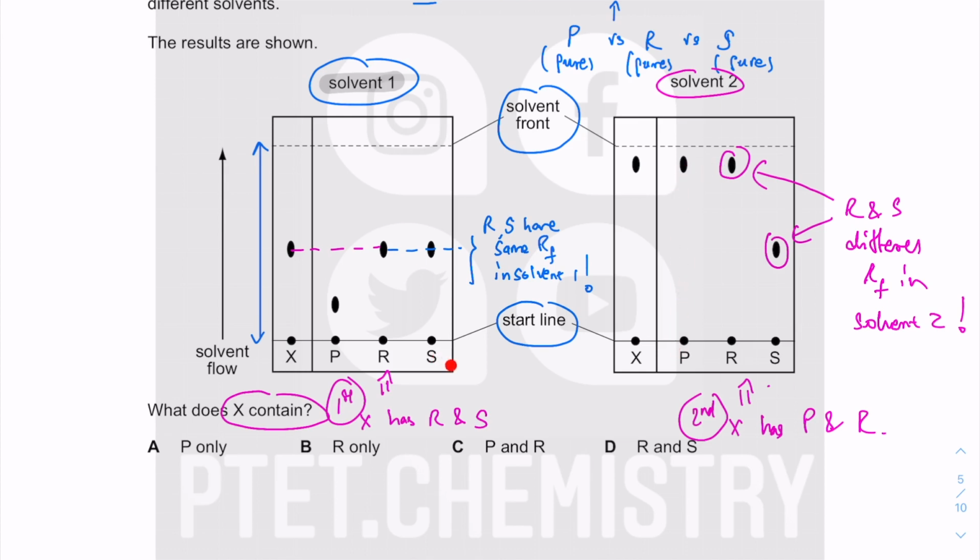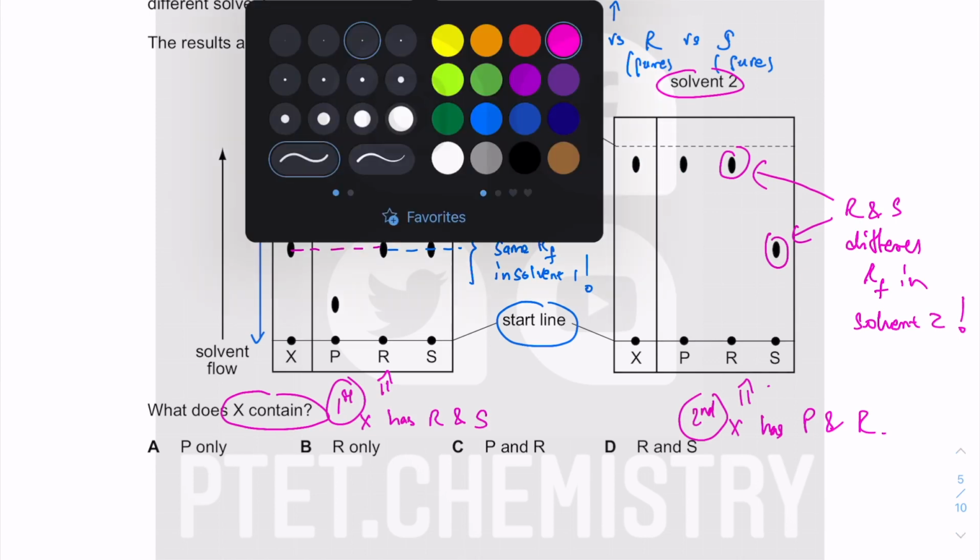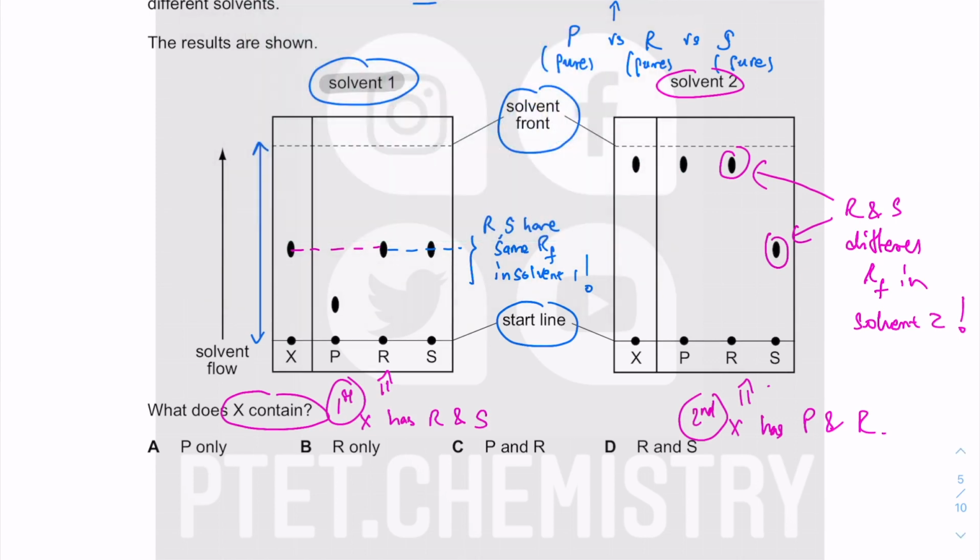The same reasoning applies here, X does not contain S, because you can see X and S have different RF values, so you have to refine your argument a little bit. Alright, so P is definitely incorrect, R is definitely correct, S is definitely incorrect, based on comparing these two pieces of information. So R is definitely correct.